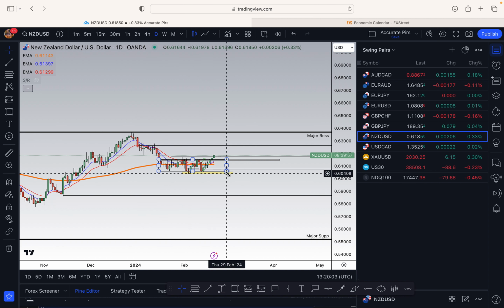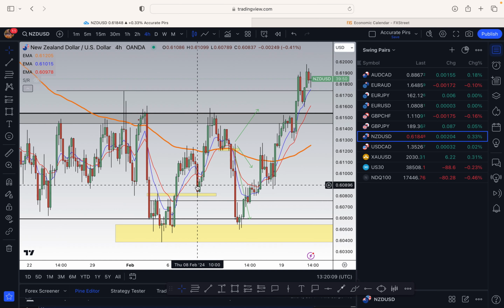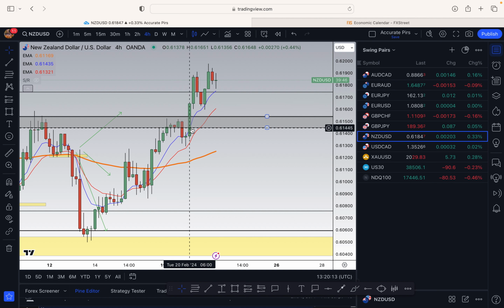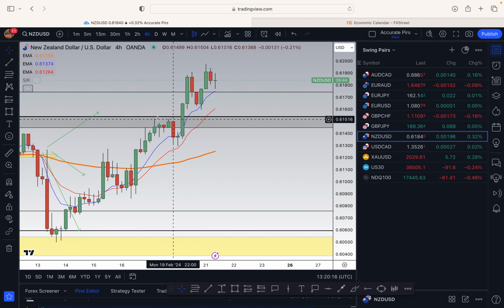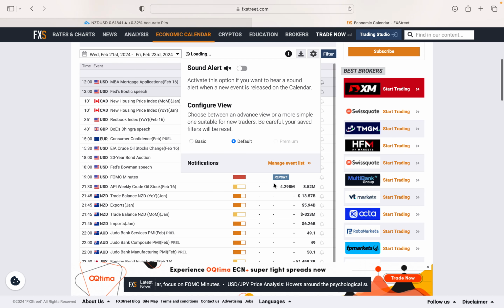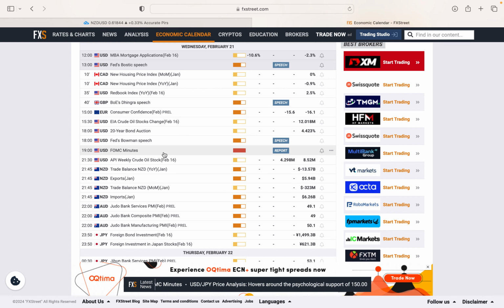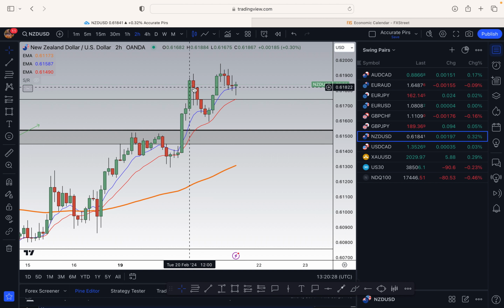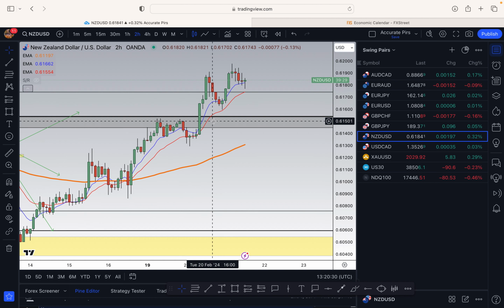So if we did get the break below, then I was looking for a sell. If we get the break above, then I was going to look to buy, and we did get the break above. But fortunately, I did not take this trade because there's always a reason why I did not take it. I just felt like this isn't ready to move because we've got the FOMC news coming out on Wednesday. So I do believe after this news report, NZD/USD is going to take off. It's going to have a big move after that news.